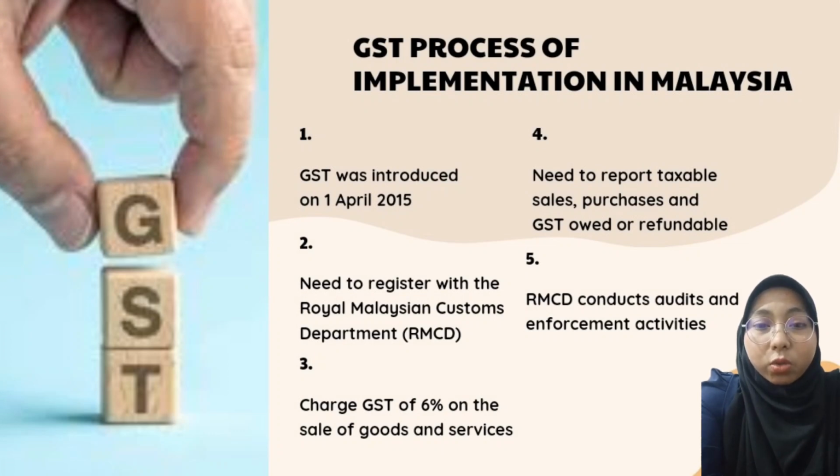GST was introduced on 1 April 2015 in Malaysia. Under this GST system, the business needs to register with the Royal Malaysian Customs Department (RMCD) if their annual turnover exceeds 500,000. Next, the registered business must charge GST of 6% on the sales of goods and services to their customers. They also need to file GST returns monthly or quarterly.